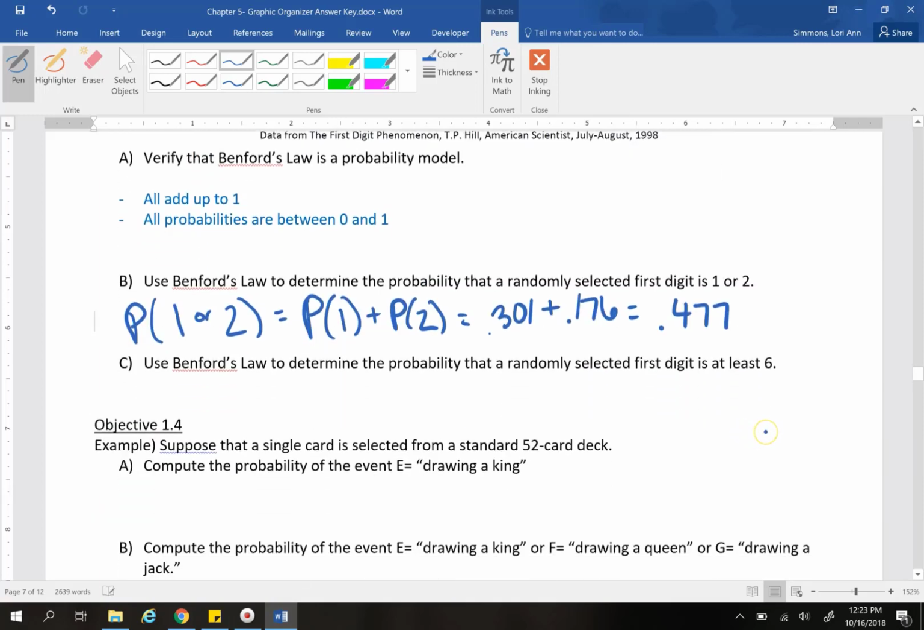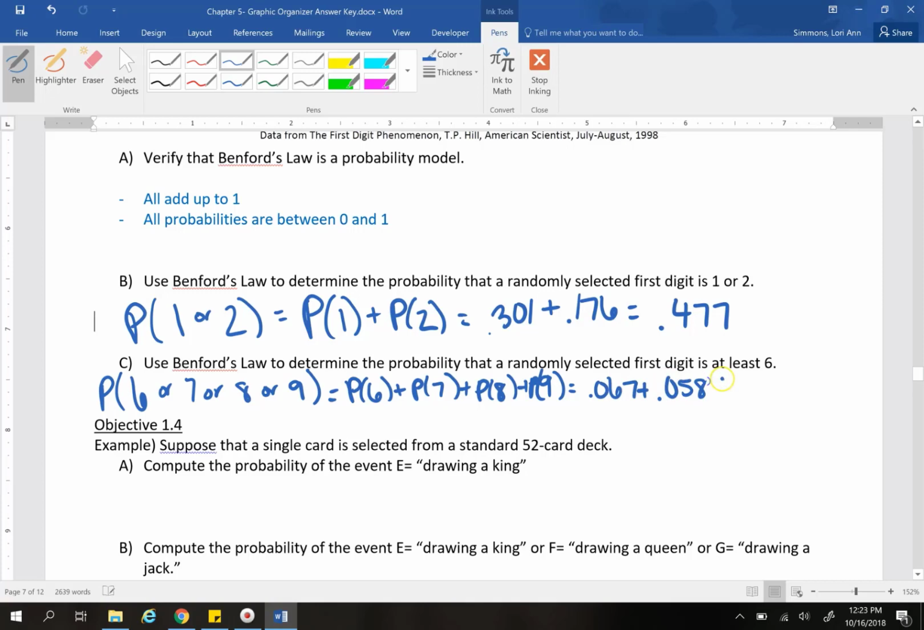Use Benford's law to determine the probability that a randomly selected first digit is at least 6. So at least 6 means 6 or higher. So the probability of 6, or 7, or 8, or 9. What is the probability of 6? These are all disjoint, so you can write them like this. Add the probabilities of each together, and you should get 0.222.